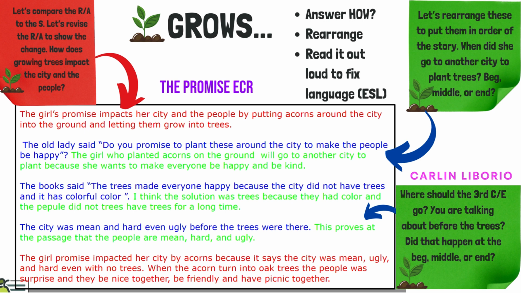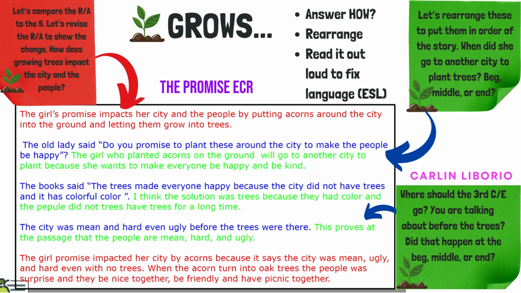And so I would ask the student, when did she go to another city to plant trees? Was that at the beginning, the middle, or the end of the story? It's best to put it in order of the story. Okay, and then let's look at this third piece of evidence and explain. It says the city was mean and hard, even ugly, before the trees were there. This proves at the passage that the people are mean, hard, and ugly.